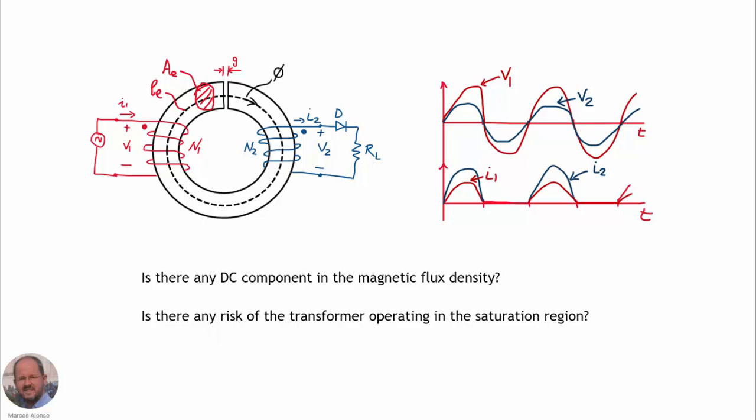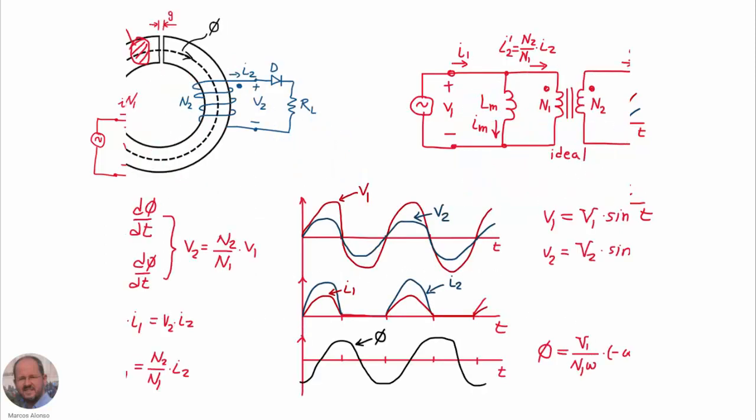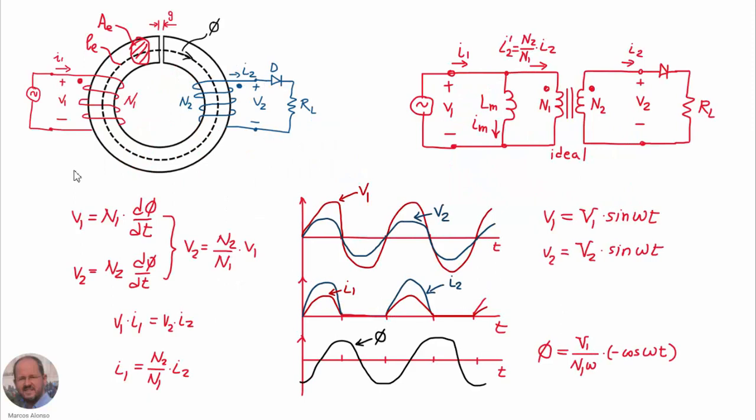So we are going to try to answer these questions today by analyzing the operation of the transformer under these circumstances. Let's analyze first the ideal situation. We are going to consider an ideal transformer in the sense that there is no leakage inductance, there is no series resistance in the primary or in the secondary. So we have only the magnetizing inductance, and then we have this equivalent circuit for our transformer.